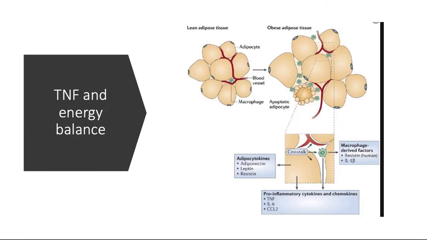Tumor necrosis factor regulates energy balance by promoting lipid and protein catabolism and by suppressing appetite. Therefore, sustained production of tumor necrosis factor contributes to cachexia, a pathologic state characterized by weight loss, muscle atrophy, and anorexia that accompanies some chronic infections and cancer.